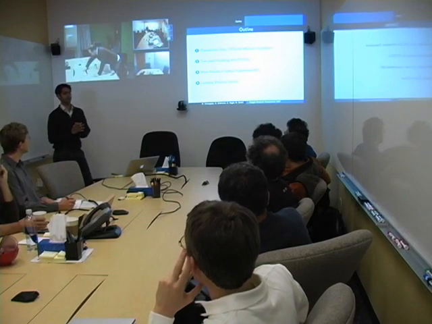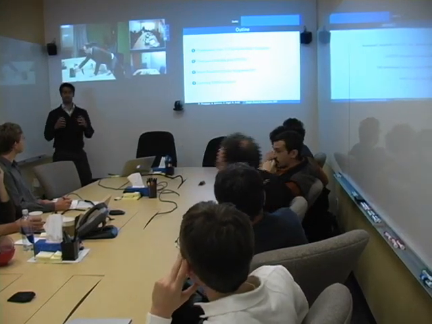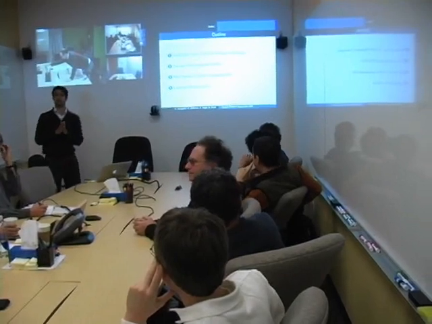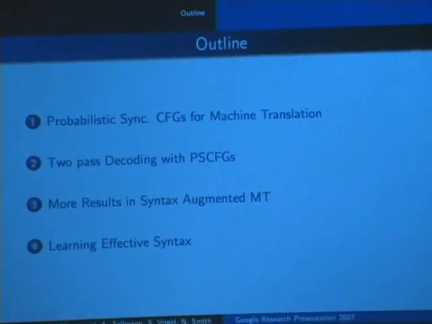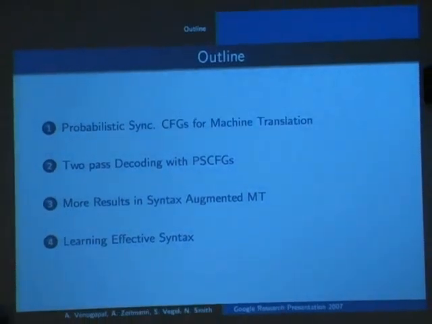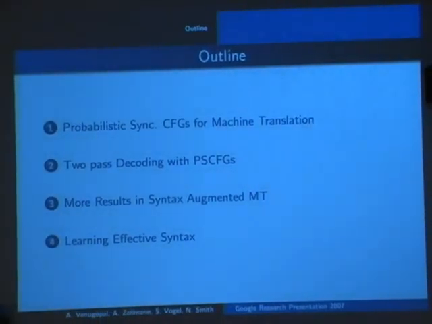So, a brief introduction as to what we're generally trying to do with probabilistic synchronous context-free grammars for machine translation. A little bit of motivation as to why we think this is the right way to do it. We'll then talk about two-pass decoding with these kinds of grammars, and how we try to address some of the challenges that we face. And a couple of results in syntax augmented MT, some that are actually being generated here at Google. And finally, we'll do a brief section about learning effective syntax, so trying to go beyond the kind of grammars that we've dealt with so far.